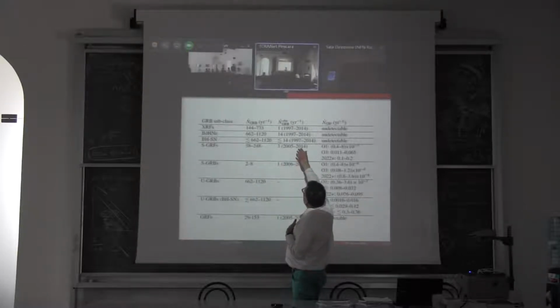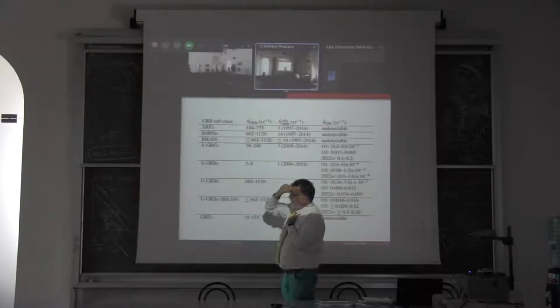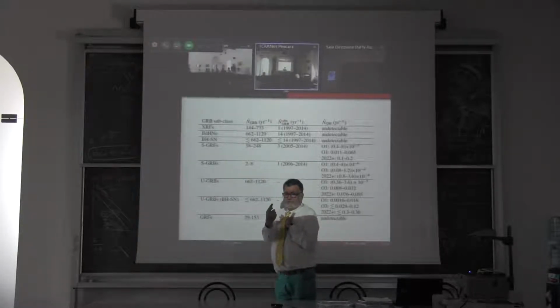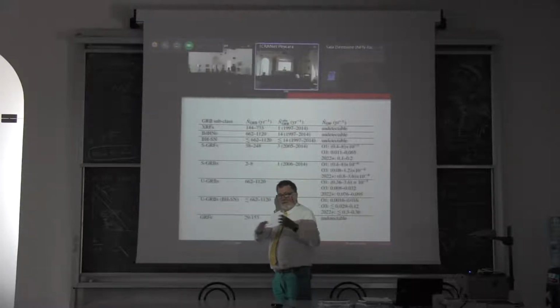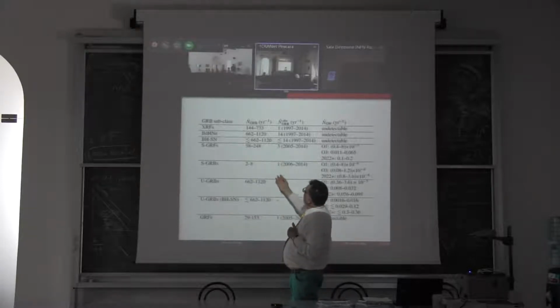And in these other cases, which are the most fortunate, you see 14 per year. 14 per year means at least more than once a month, more than once a month over all that period of time. Therefore, these are the ones which you see electromagnetically.